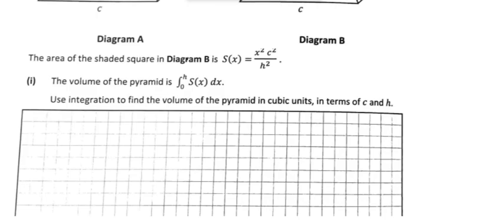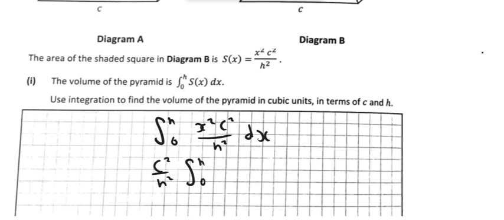Right, so last question then, or last part. We have to integrate s of x anyway. So x squared c squared over h squared. It's with respect to x here. So therefore you can forget about the c squared and the h squared for a second. You can leave them outside, and it'll just be x squared that you're integrating.